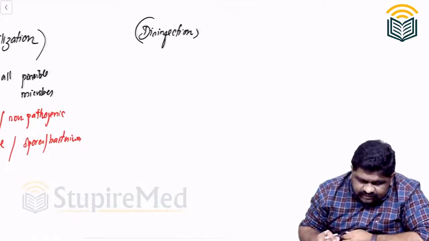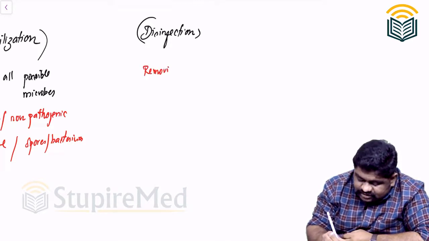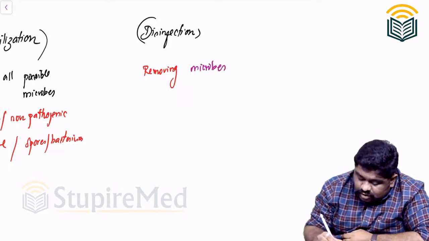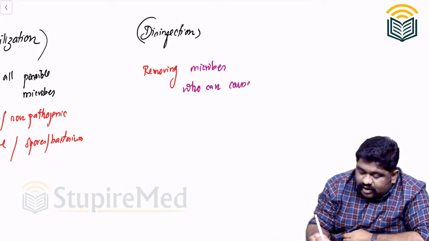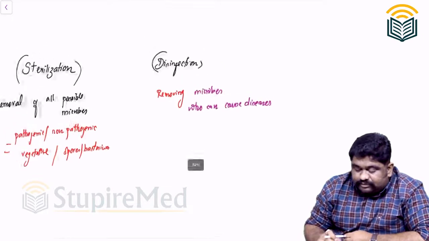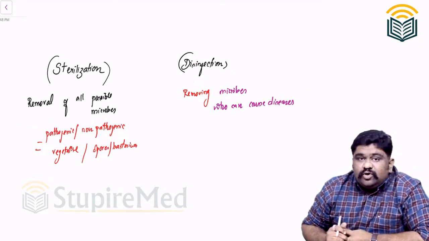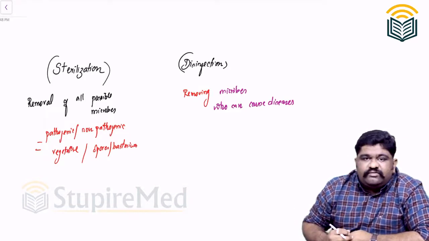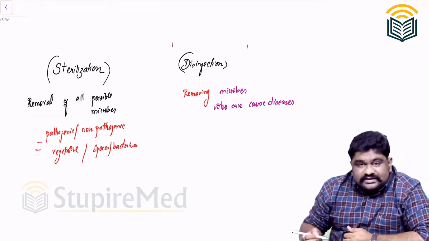But when I use the word disinfection, this is for removing organisms which are capable of causing diseases. Removing microbes which can cause disease. So we are not concerned about the non-pathogenic organisms capable of staying there. If spores are present, it doesn't matter because spores directly do not cause infection. But when the spores go into the host and face a favorable atmosphere inside the host, then they can cause diseases. But that does not count for disinfection.